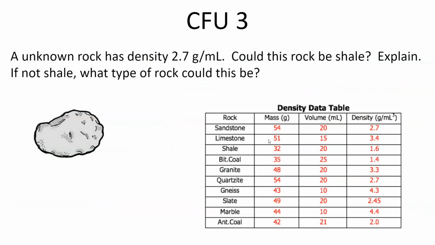All right, let's try the CFU. An unknown rock has a density of 2.7 grams per milliliter. Could this rock be shale? Explain. If not shale, what type of rock could this be? Here we have a table of different types of rocks, and the densities are in the last column. We want to know if this rock, which has a density of 2.7 grams per milliliter, could be shale, and to explain how we know. And if it's not shale, what else could it be? Go ahead and pause the video now, and when you press play again, the answer will be revealed.